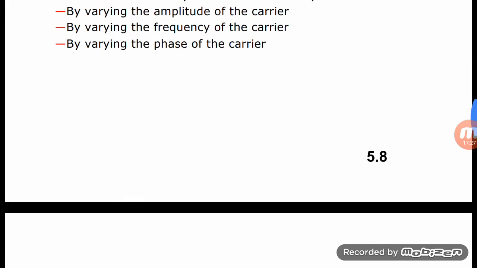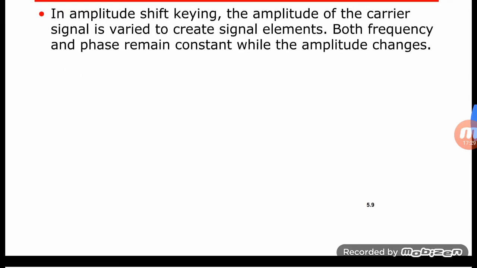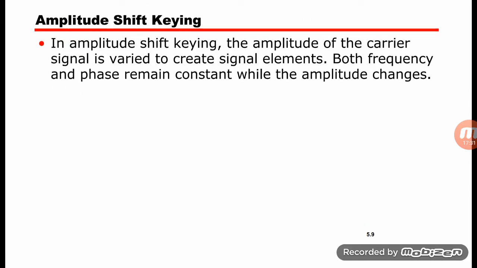Okay, so let's take all of them one by one. Let's take the first one. When you vary the amplitude, the modulation is called amplitude shift keying. In amplitude shift keying, the amplitude of the carrier signal is varied. Varied means changed. Both frequency and phase remain constant while the amplitude changes. So when you use amplitude shift keying, only the amplitude will change, other things will not change.